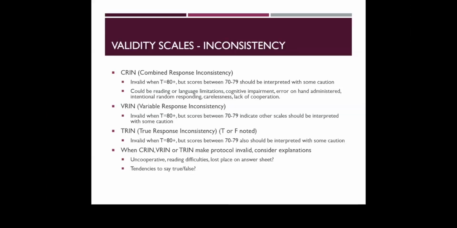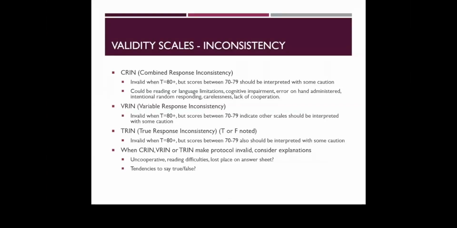Just like in the old version of VRIN and TRIN, the issue is there's pairs of items that are somewhat similar in content, and that's what CRIN is capturing. So you're answering items similar in content in opposite directions. The profile would be considered invalid if it reaches a T-score of 80 or more, but scores between 70 and 79 should be interpreted with some caution.